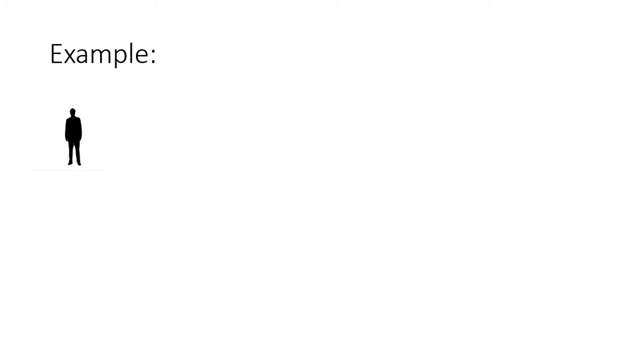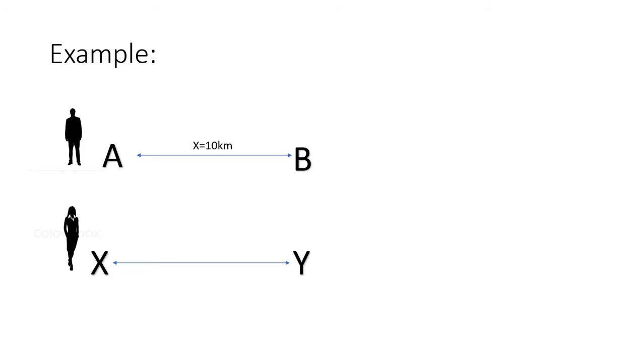Suppose there is a person named Bunty, and a girl, Bubbly. There are 2 points: Bunty starts from A and Bubbly starts from point X, and they move from point A to point B and point X to point Y. Suppose Bunty travels 10 km from point A to point B, and he takes 2 hours. Similarly, Bubbly travels 18 km from point X to point Y, and she takes 9 hours.